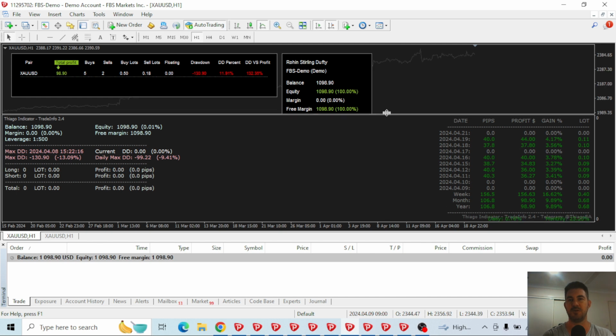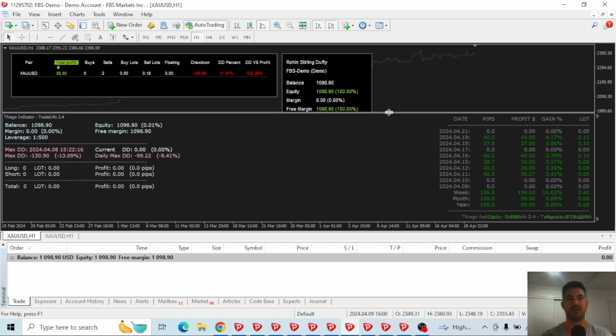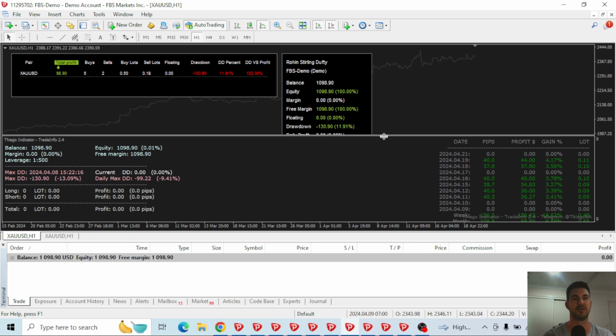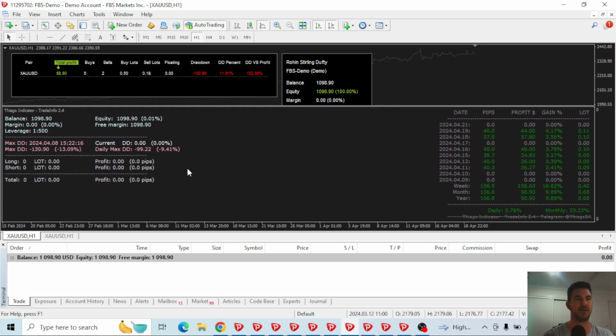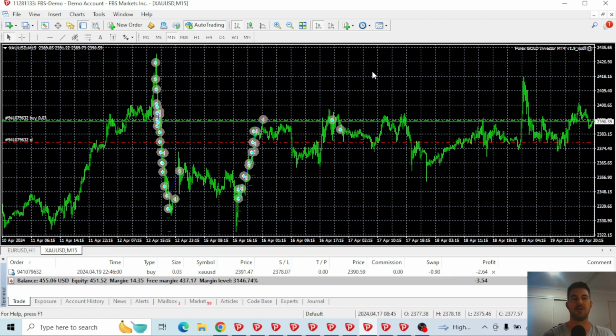So it does have a stop loss, which is really, really good for gold, as everyone would know. So for the week, it went pretty well, and it made $156. So it recovered that $130 loss. There you go. So what's that called? One Gold MT4.